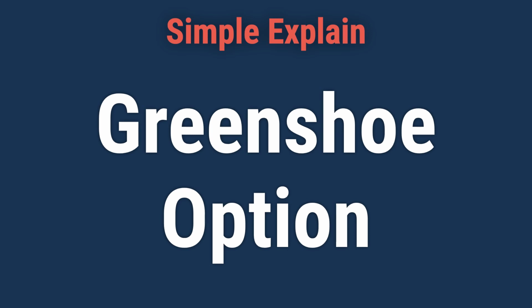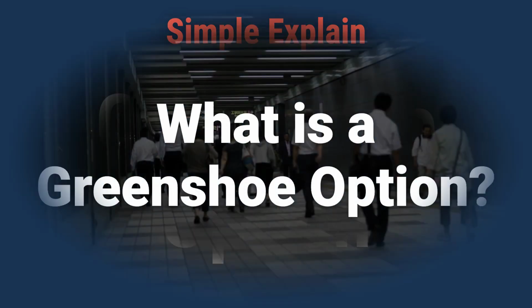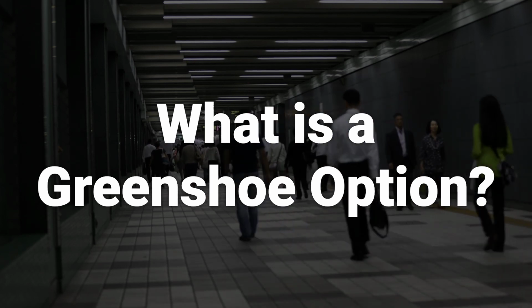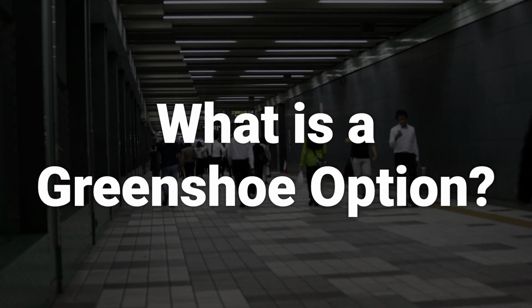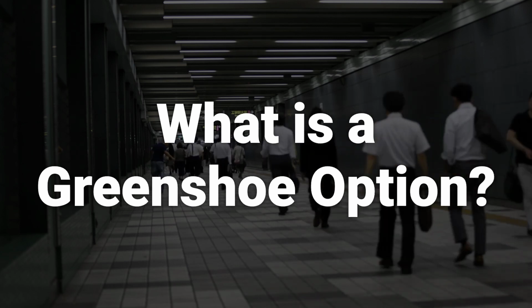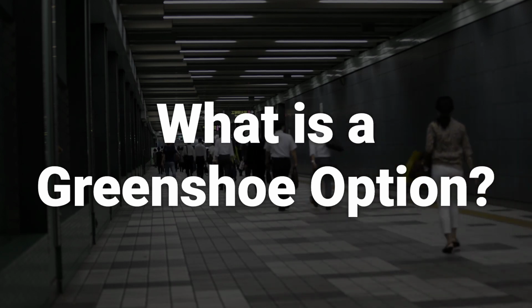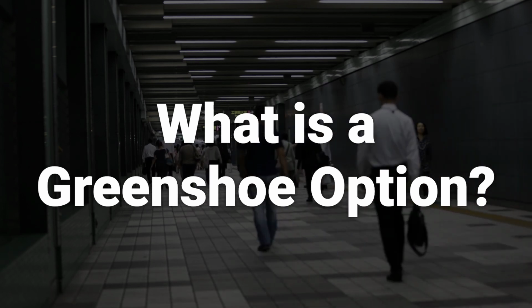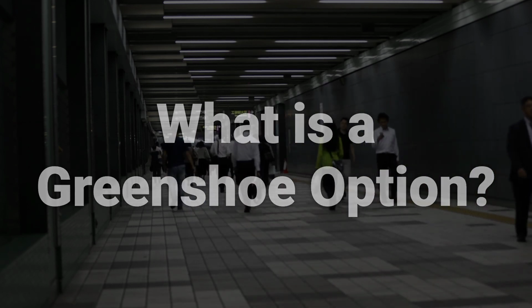Today, we will talk about the Greenshoe option. A Greenshoe option is an over-allotment option. In the context of an initial public offering, it is a provision in an underwriting agreement that grants the underwriter the right to sell investors more shares than initially planned by the issuer if the demand for a security issue proves higher than expected.